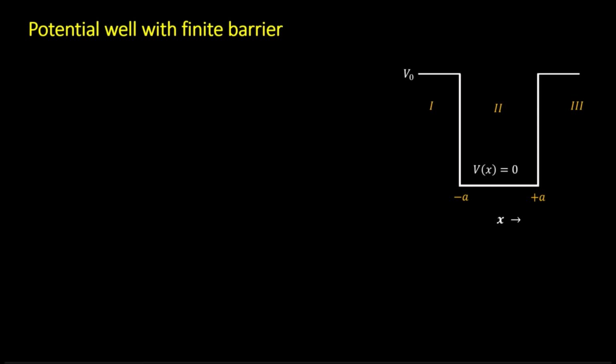Consider a particle of mass m moving inside a potential well defined by this potential. It has a potential V0 for x less than or equal to minus a in this region and x greater than or equal to plus a, and we assume that the potential is 0 inside this well, which has a width of 2a. So here we can consider three regions, region 1, 2 and 3.